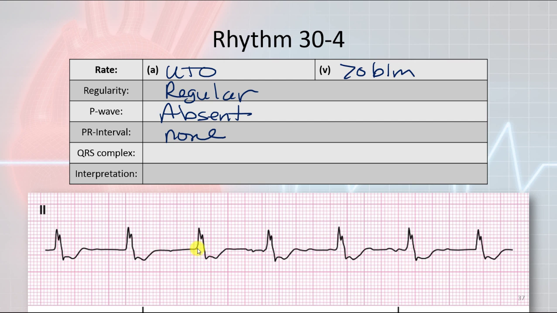It starts over here and ends down here. So we're going to say it's about 0.12, maybe. 0.12 second. Since it's 70 beats a minute, we're going to go ahead and say that this is accelerated idioventricular rhythm.